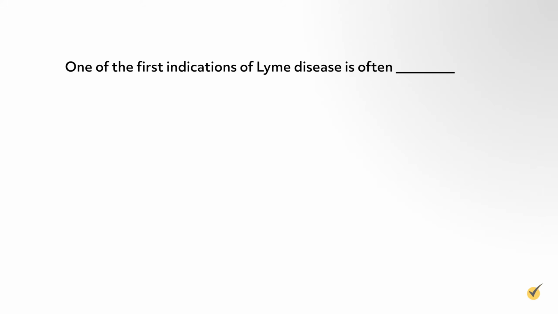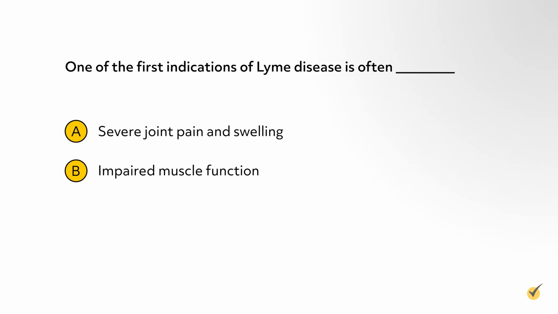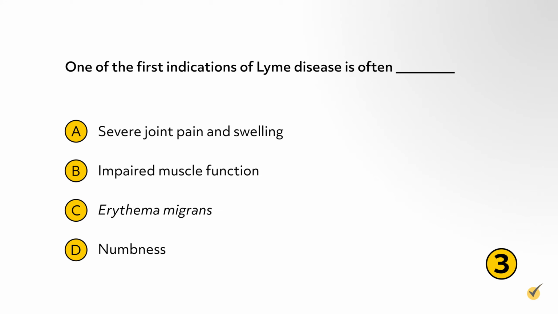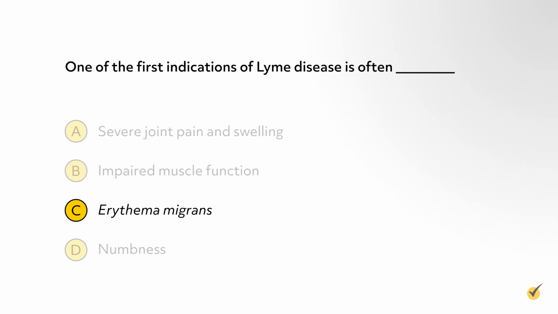Okay, before we go, let's go over a few review questions. Number 1. One of the first indications of Lyme disease is often A. Severe joint pain and swelling, B. Impaired muscle function, C. Erythema migrans, D. Numbness. The correct answer is C. One of the first indications of Lyme disease is often erythema migrans, a distinctive bullseye rash that occurs about the site of the tick bite and sometimes on other parts of the body within a few weeks of the bite. Some people also develop flu-like symptoms with the rash.